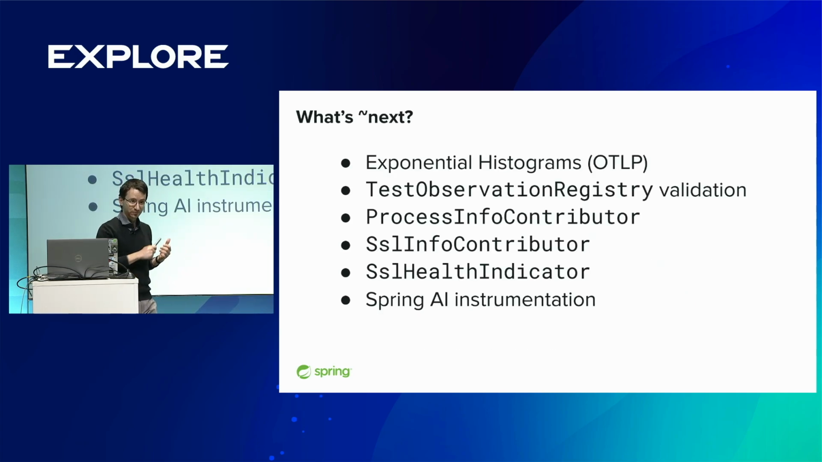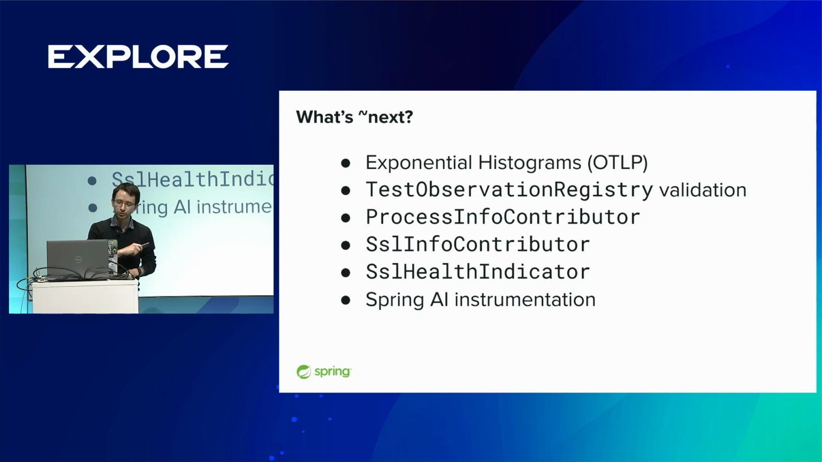And what is next in Micrometer or Spring Boot around observability? These were released in the latest milestones. So you can get exponential histograms for OTLP. This is just another histogram format. And there are also new validation capabilities for the test observation registry, which now validates your usage of the observation API. If you are misusing it, it will let you know by throwing an exception. There is also a process info contributor in Boot now, which gives you more information about the process that the JVM is running in.